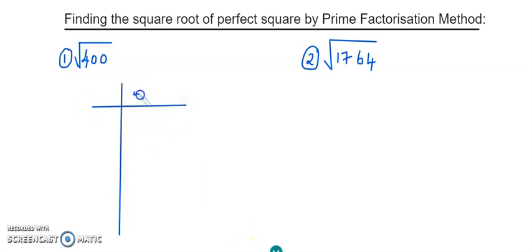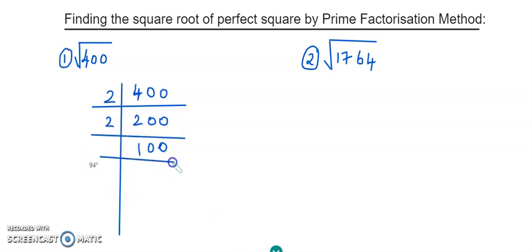Okay, so this is 400. We should always start with the smallest prime number. Which number? Yes, 2. So 2 twos are 4, so 200, right? Next, again 2, till I can go. So 200 divided by 2 is 100, right? Then again we'll go for 2. So 2 in 100 will be 50.